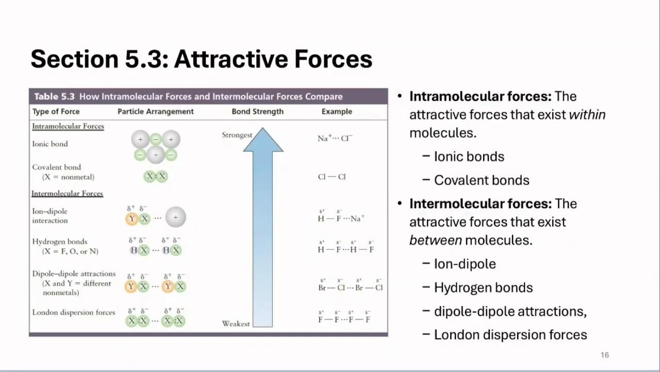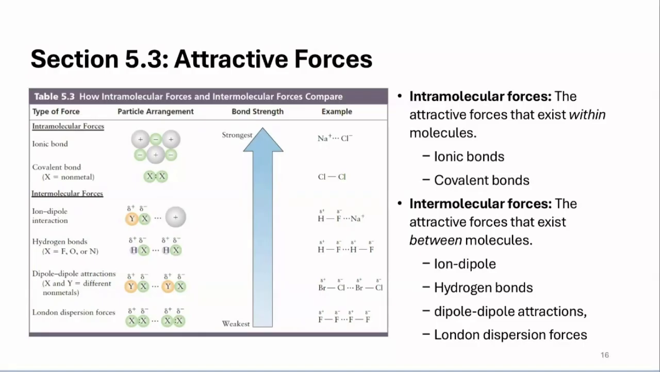When it comes to intramolecular forces, we only have two types of forces, either ionic bonds or covalent bonds. Out of the two, ionic bonds are going to be stronger. When it comes to intermolecular forces, we have four types: ion-dipole interactions, hydrogen bonds, dipole-dipole attractions, or London dispersion forces. Notice that there are different strengths, specifically when it comes to intermolecular forces.